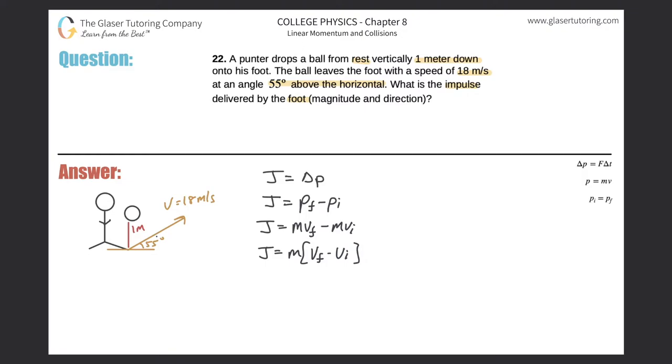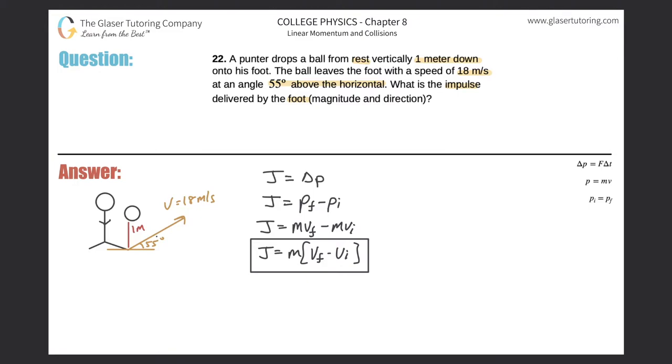So, to find impulse, I need to know the mass, right? And now they didn't tell me mass in this problem. Maybe it'll cancel, maybe it won't, but we'll see. If it doesn't cancel, then we're going to have to leave the answer in terms of m, all right? And we notice it's also a function of the final velocity minus the initial velocity.